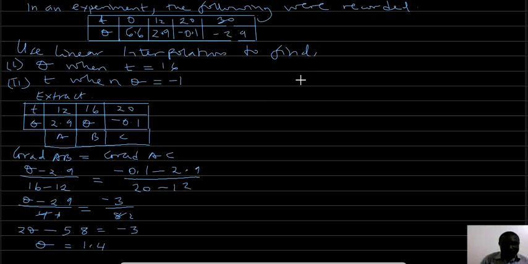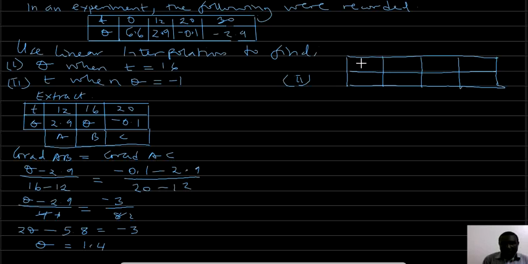Roman numeral 2, we are going to find t when theta is equal to negative 1. First of all, we have to identify where negative 1 lies, and we base on that by extract. So here I have my t. Now theta being negative 1, this is theta. Now negative 1 lies between negative 0.1 and negative 2.9. But what are the corresponding values of t? We have here a 20, and I have got here that. So we need to find that t.